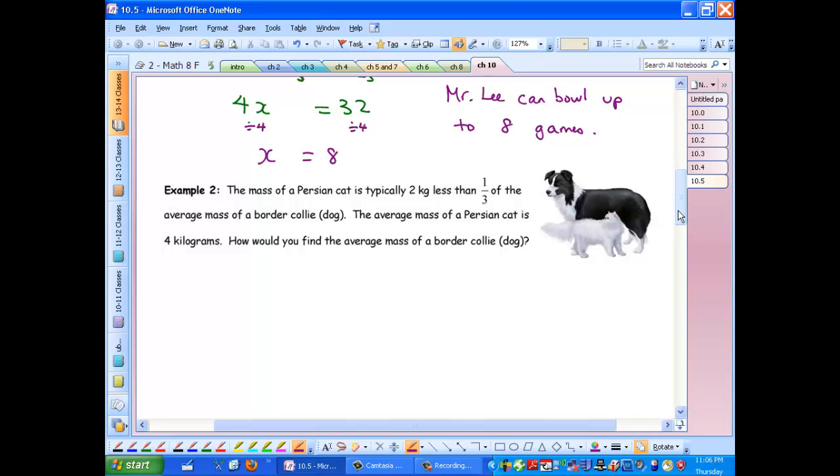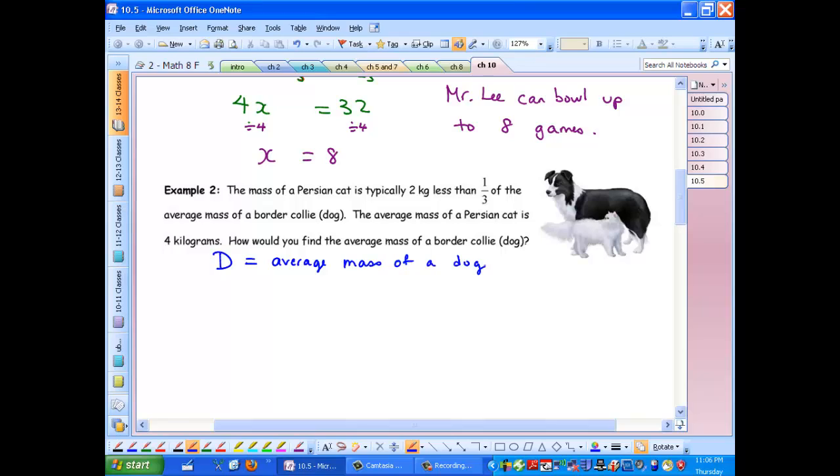It says the mass of a Persian cat is typically 2 kilograms less than 1/3 of the mass of a dog or a border collie. And it also tells you the mass of the Persian cat is typically 4 kilograms. So the question is, how would you find the average mass of the dog? So I guess we need to find the average mass of the dog. Once again, choose a variable. I'll use D for dog. So this is the average mass of a dog.